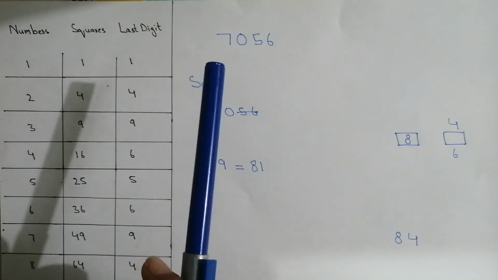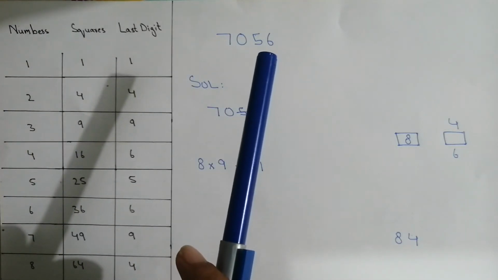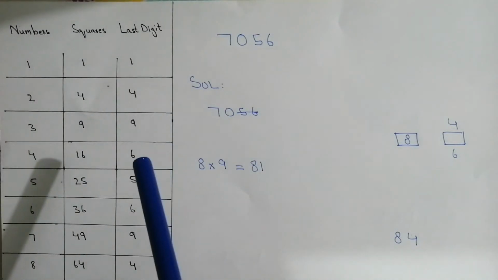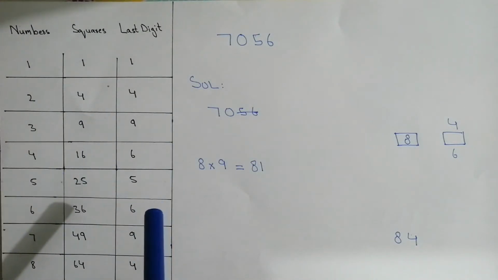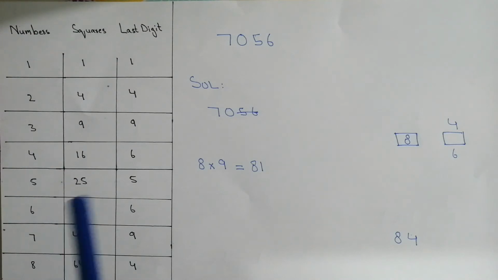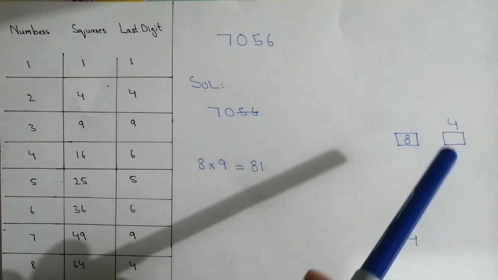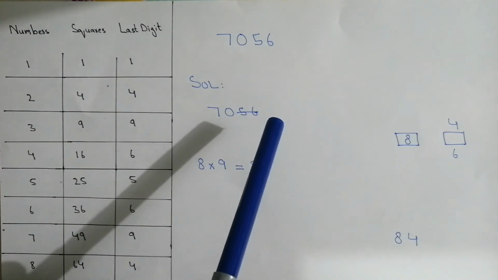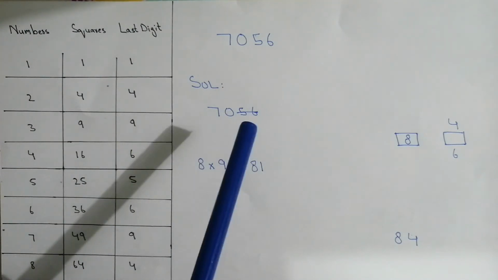We have 7056. Similarly, in the first step we will take the last digit, that is 6. So 6 comes under the number 4 and 6 comes under the number 6. So the second digit of the answer will be either 4 or 6. We will cut down the last two digits, and the remaining will be 70.